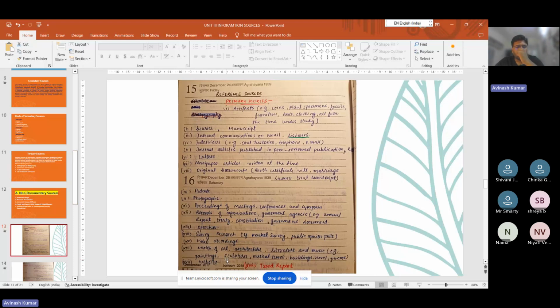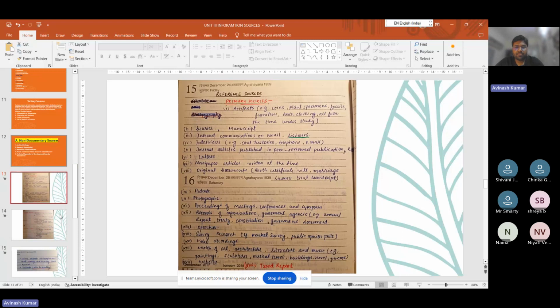Here we are meeting on Microsoft Teams, and this recording comes under the primary sources. Now next are works of art, architecture, literature, music, paintings, sculpture, music scores, buildings, novels, poems, websites, also trend reports. Trend report is also a primary source.